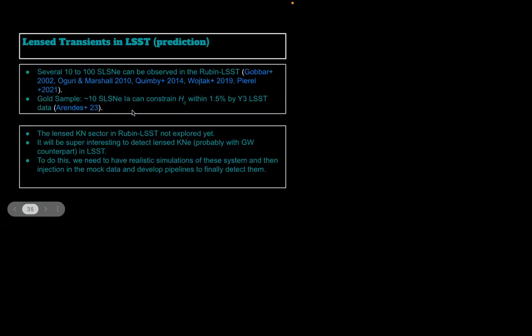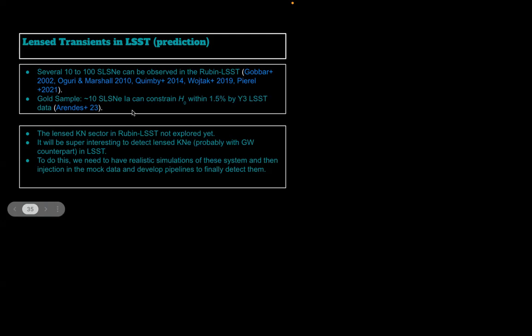Now, what will happen in LSST? There are simulations and studies going on on how many of these lensed transients, at least strongly lensed supernovae, can be detected. There are almost 10 to 100 strongly lensed supernovae that can be detected in LSST. As you see, LSST covers the sky very rapidly and with great depth, so it will be very easy for LSST to find these kinds of sources.